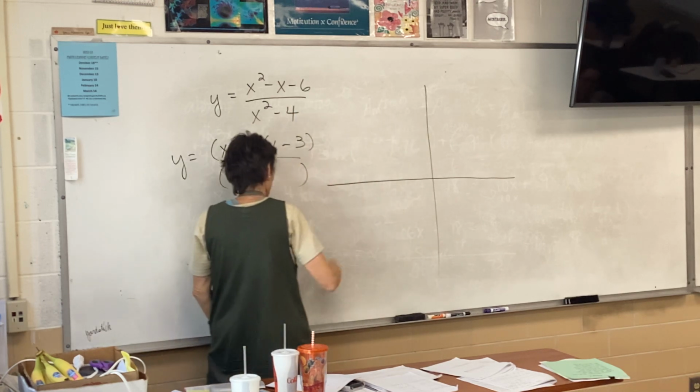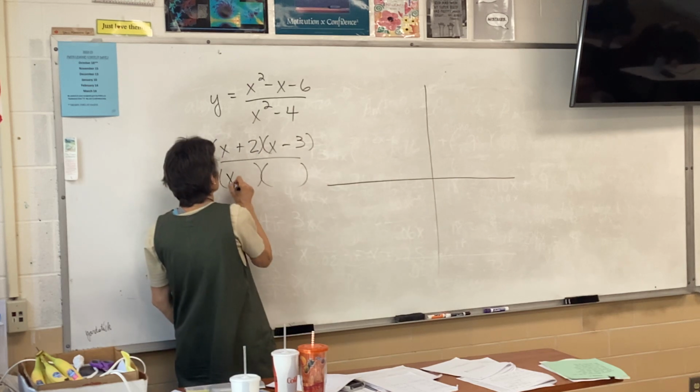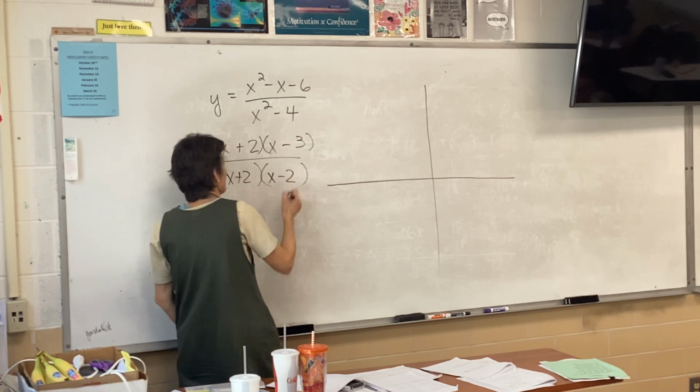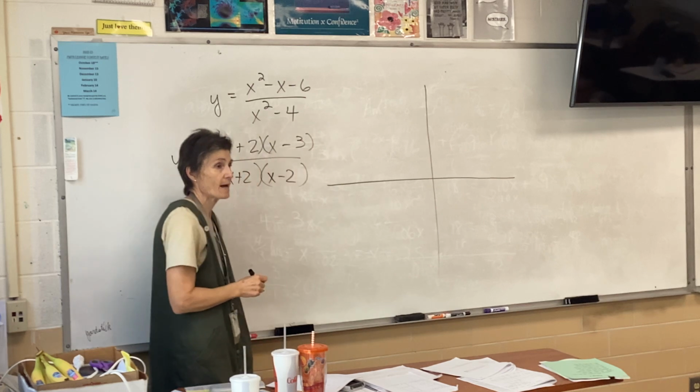How does the bottom factor? X plus 2, X minus 2. Difference of squares, x plus 2, x minus 2. That's exactly right.